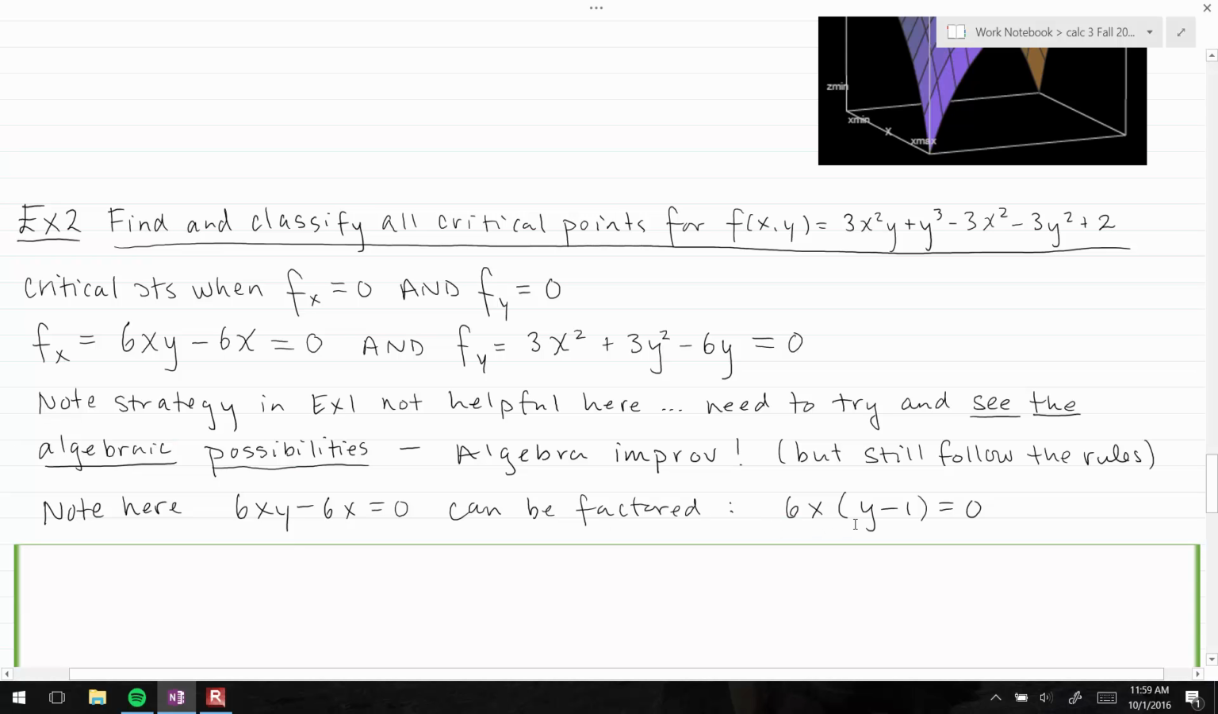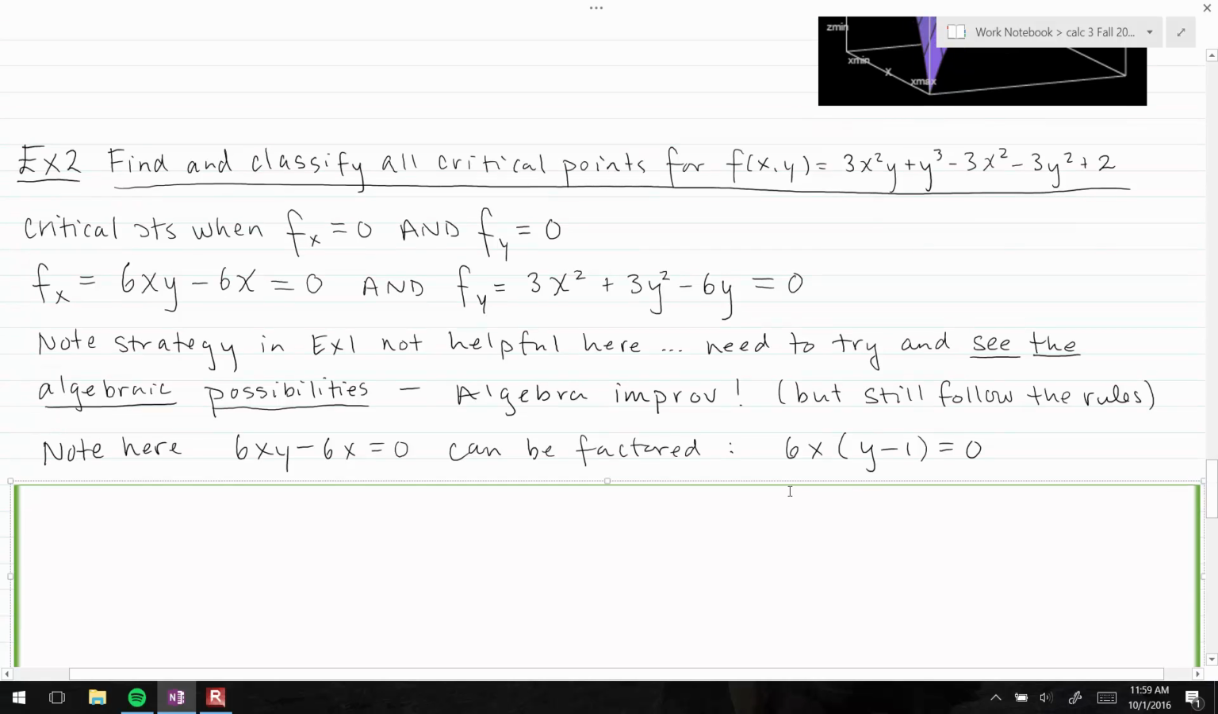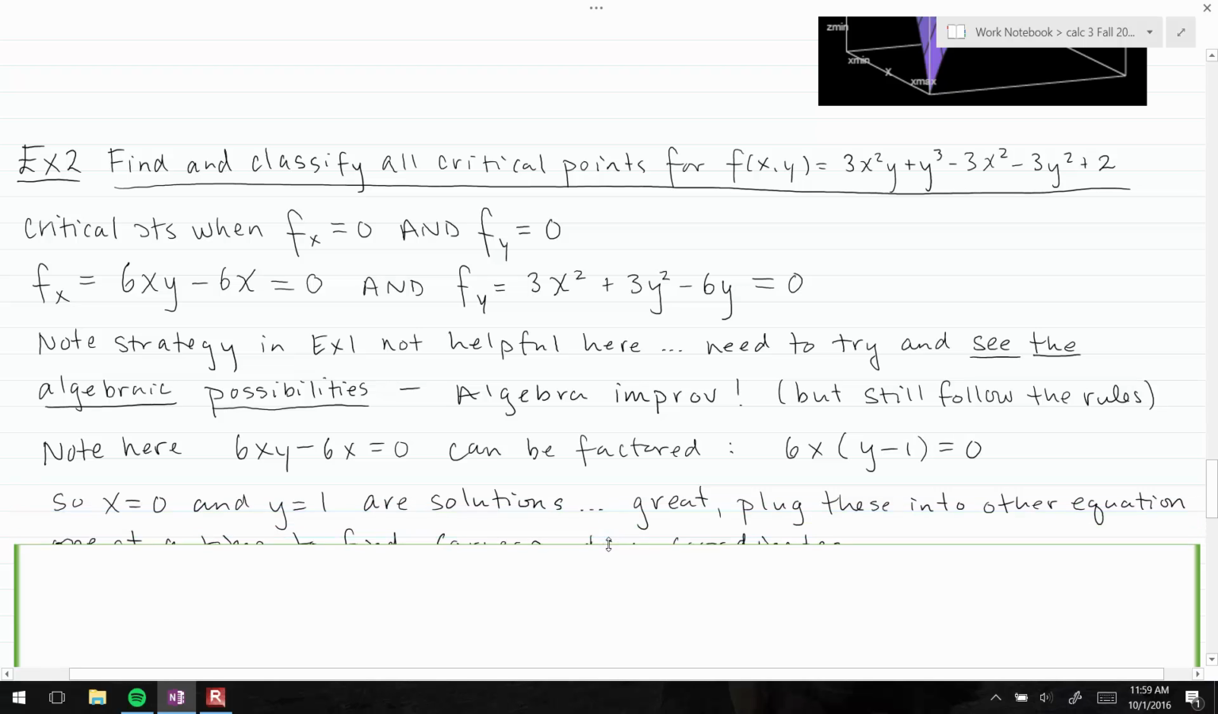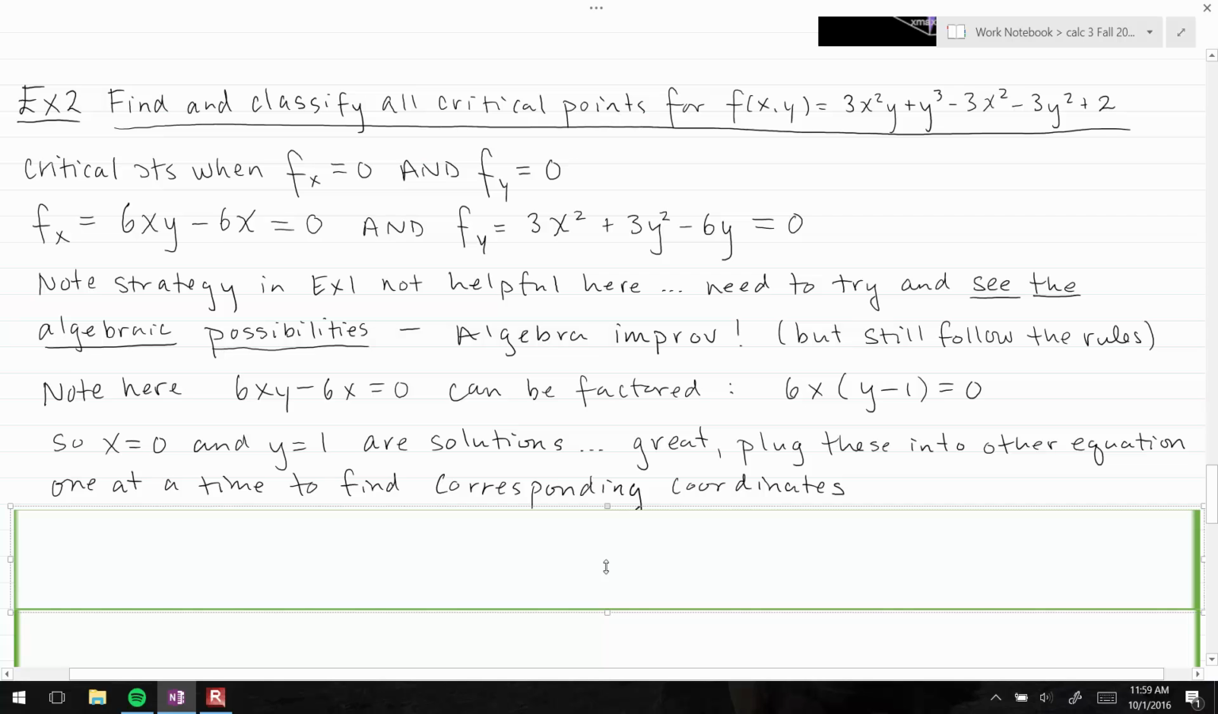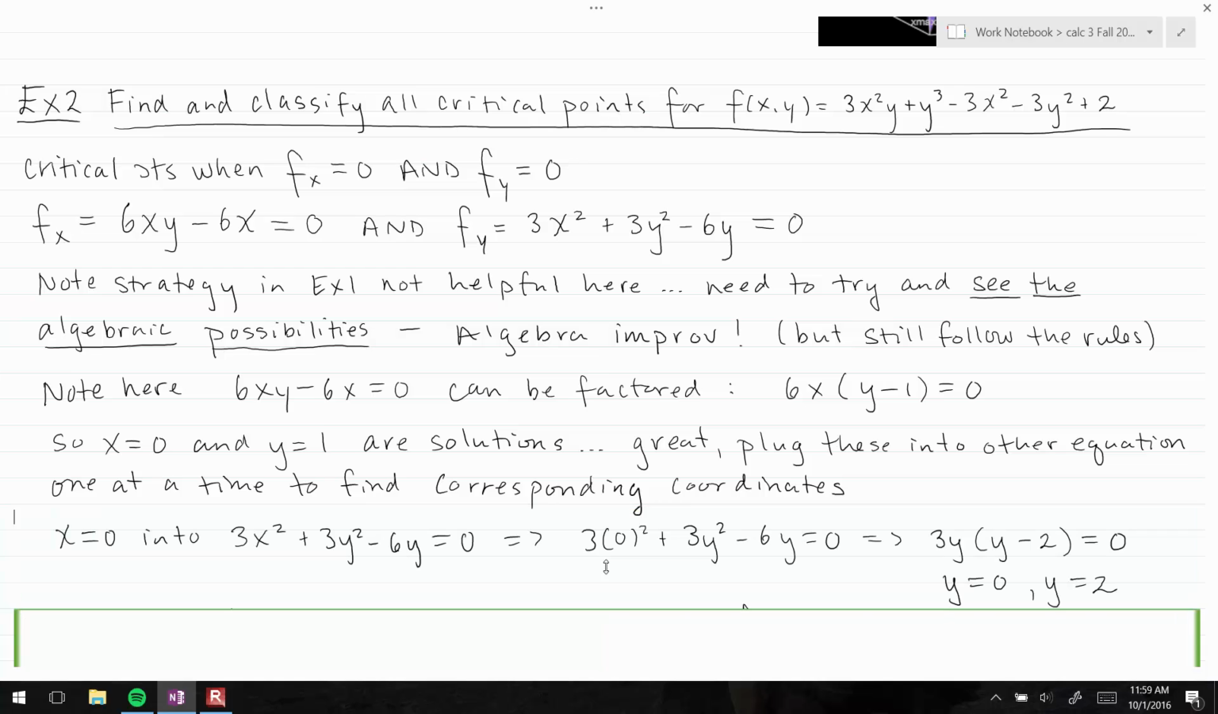Did this here: 6x minus the quantity y minus 1 equals 0. It's kind of weird to have this combo of x and y, but you can solve it. You get x equals 0 and y equals 1. Now that you have those, you can plug those into the other equation, and from there you can see all the other corresponding coordinates. That works out quite well for this one.